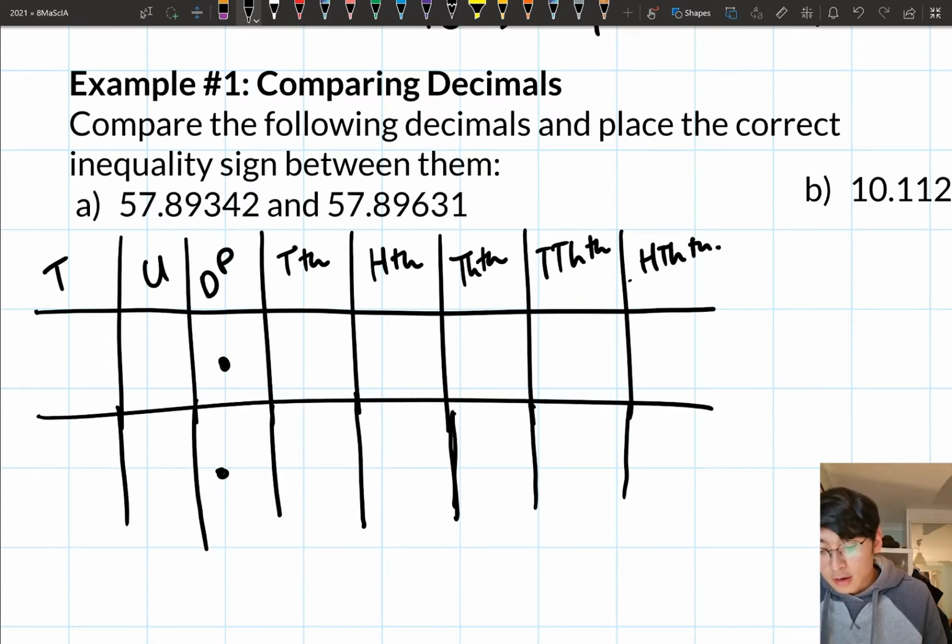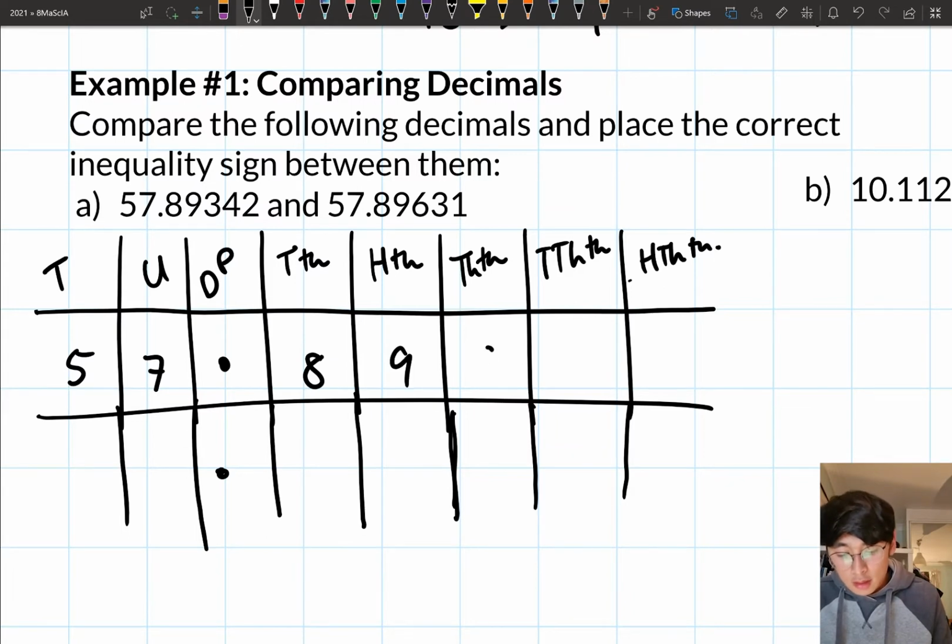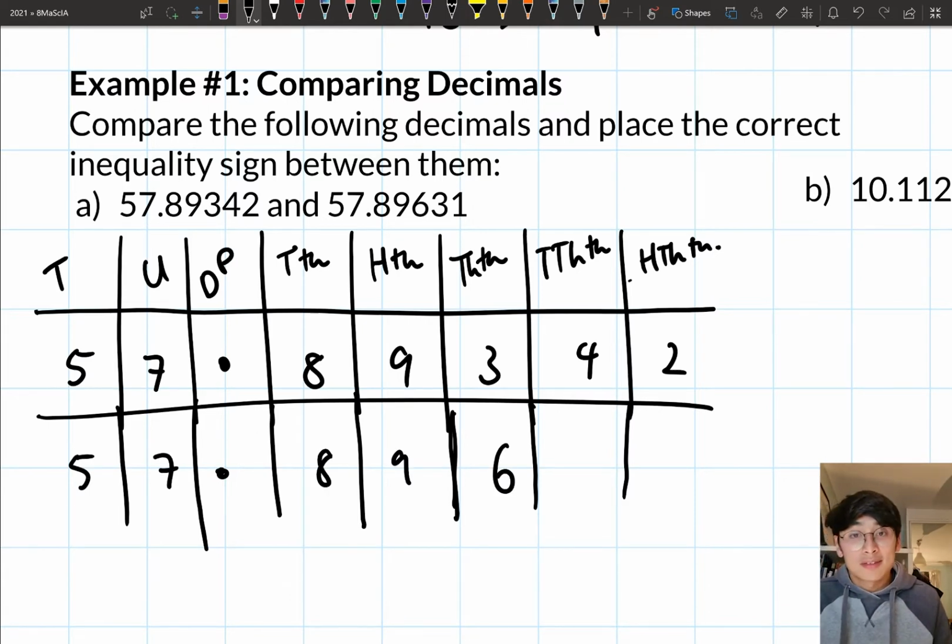So here, let's write them out. The first one is 57.89342. That would be 5 lots of tens, 7 lots of units, 8 lots of tenths, 9 lots of hundredths, 3 lots of thousandths, 4 lots of ten thousandths, and 2 lots of hundred thousandths. Okay, and the other number is the same thing, but instead it's 6 thousandths, 3 ten thousandths, and one hundred thousandth.